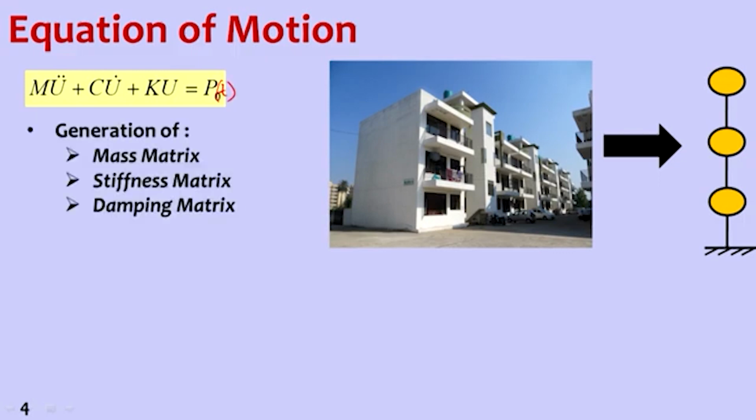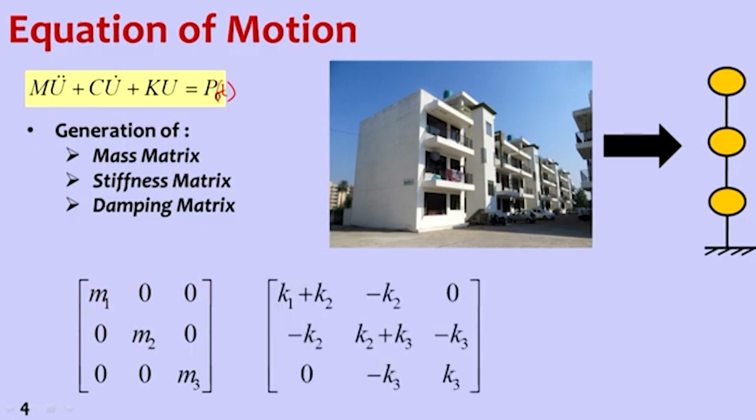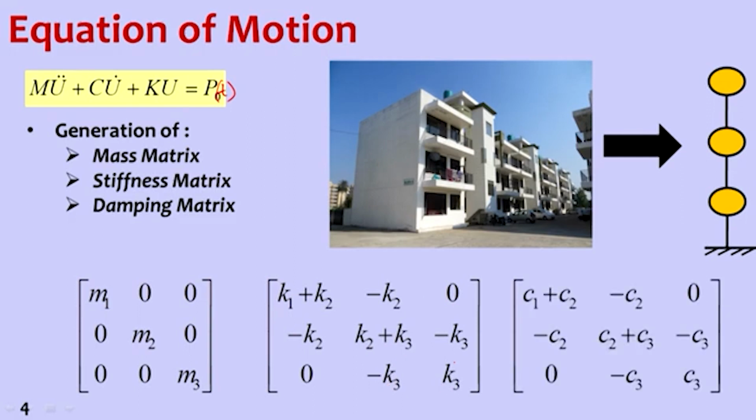Now, we have already discussed how to generate the mass matrix, the stiffness matrix and the damping matrix. The mass matrix is M1, M2 and M3 with off-diagonal terms as 0. The stiffness matrix is K1 plus K2, minus K2, 0; minus K2, K2 plus K3, minus K3; and 0, minus K3, K3. The damping matrix is in a similar manner to the stiffness matrix. So, these are 3 matrices: mass matrix, stiffness matrix and damping matrix.